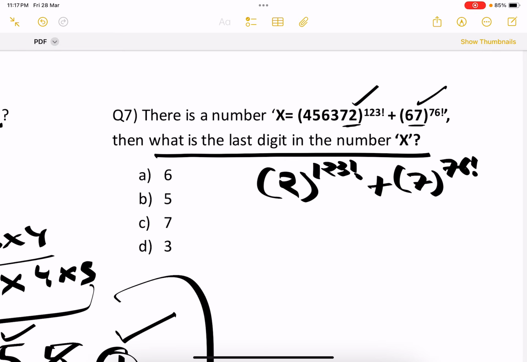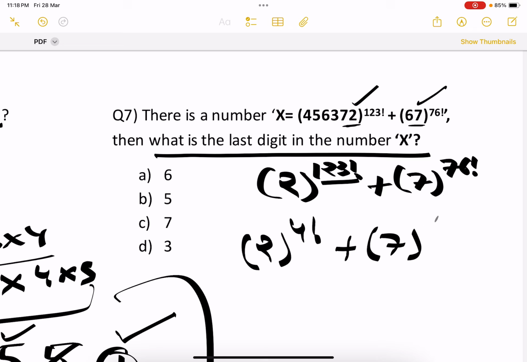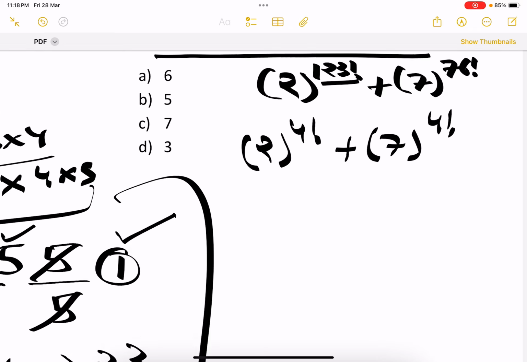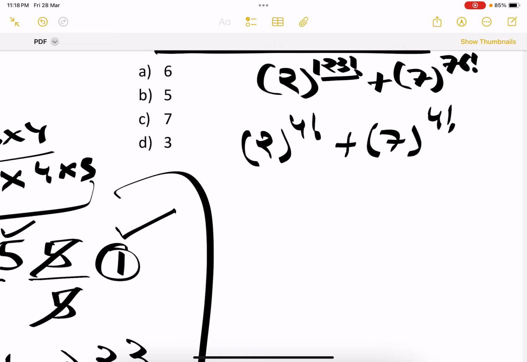Okay, now we know one thing, that after every power of 4, the unit digit repeats itself. We have seen this in unit digit videos. If you are not clear with this concept, go and watch the unit digit video. So what we do is, if we are having any factorial in the power, since after every 4 the unit digit keeps on repeating, we write 2 to the 4 factorial plus 7 to the 4 factorial. And since after every 4 the power repeats itself, we write 4 factorial as 4 again.